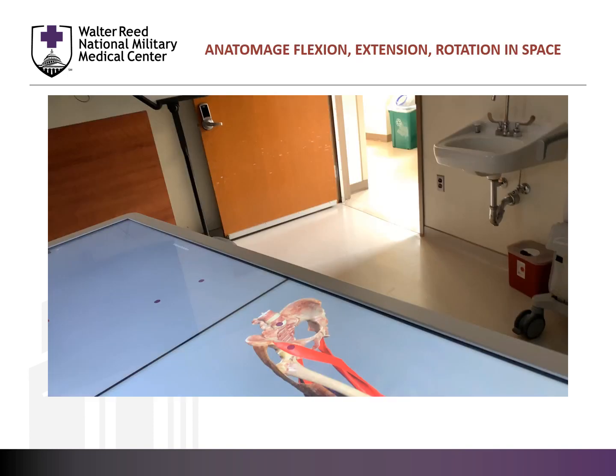This video from the kinesiology files shows the movement of the lower extremity in space. This simulation technology shows flexion, extension, internal and external rotation in 3 dimensions. Note the color coding of the activated muscles utilized with each movement.